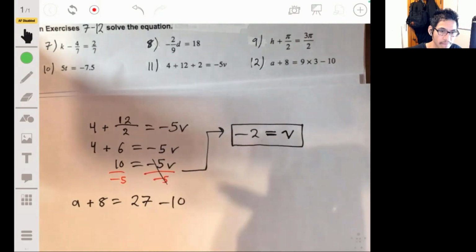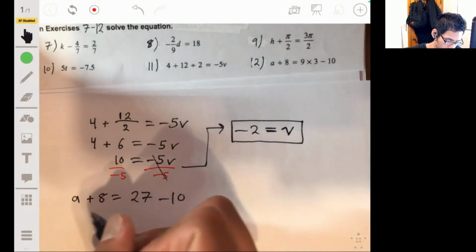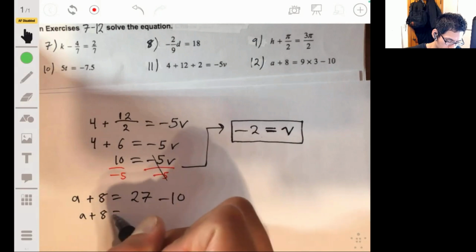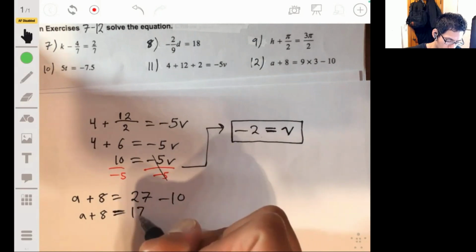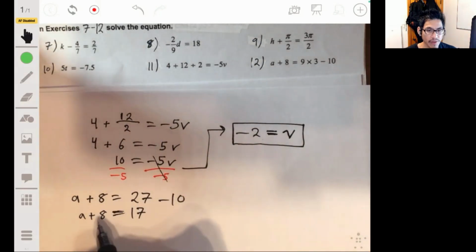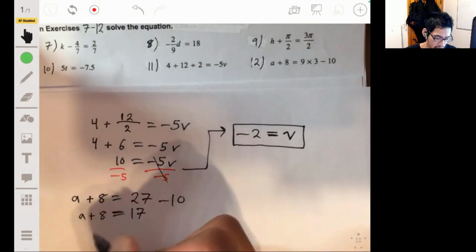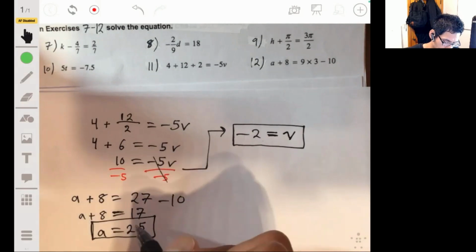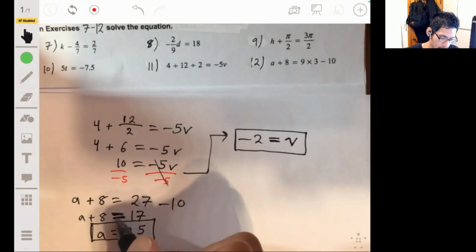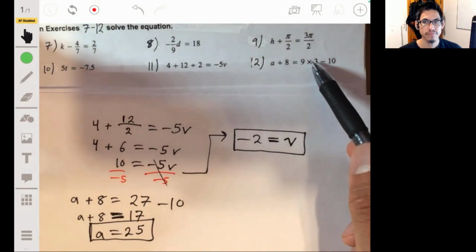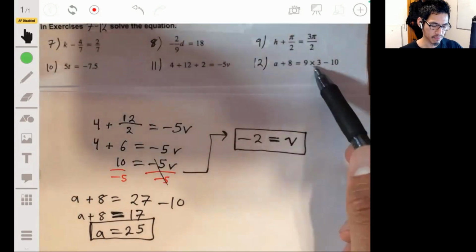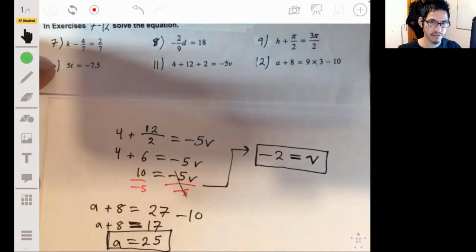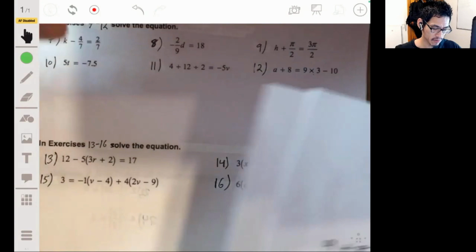minus 10. So a plus 8 equals 17. Add 8 to both sides, and you get a is 25. When you get to higher math, it's known as a cross product in vector calculus. All right, 12 down.